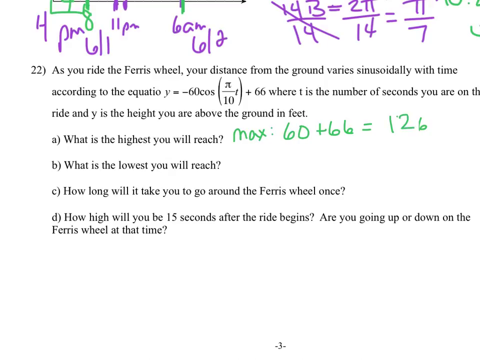Okay, what's the lowest you will reach? Well, it's negative 60 plus 66. That's the min. That's all it is. So that is positive 6.